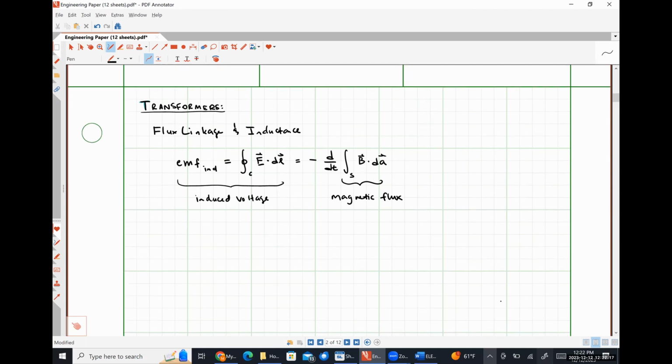So expressed in a different way, we could say that our induced voltage is equal to negative N. I'm pulling this N effectively outside of the derivative because it's a constant, where N is our turns ratio, times the derivative of our magnetic flux with respect to time.